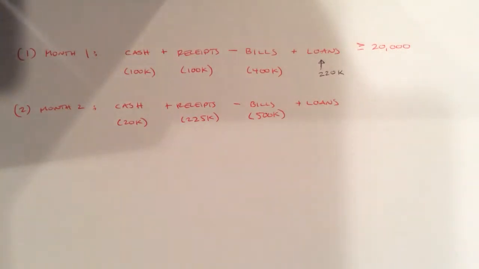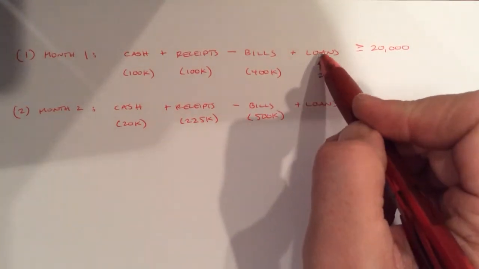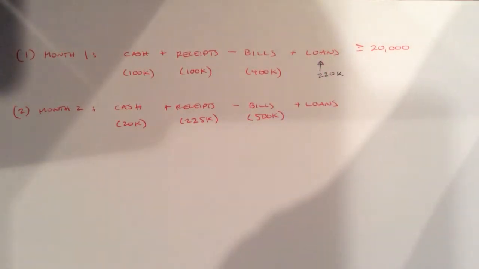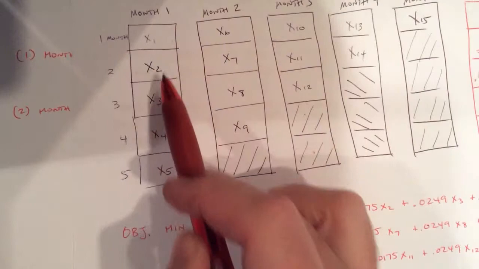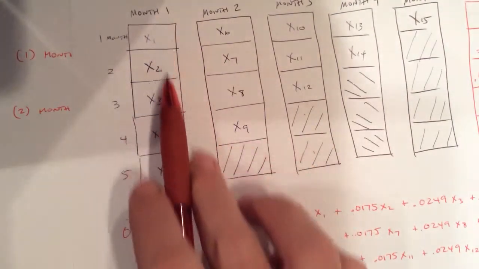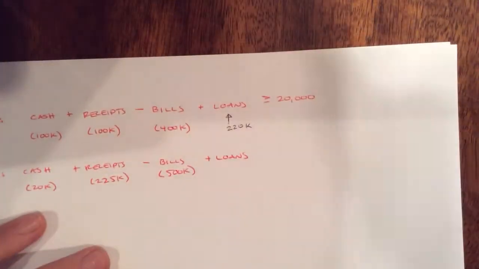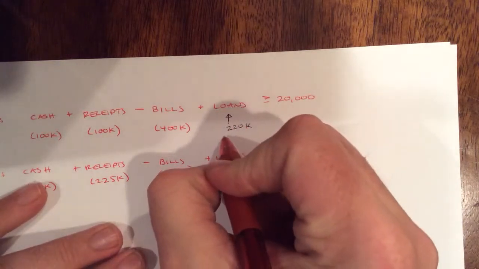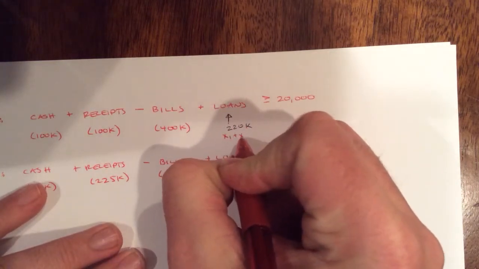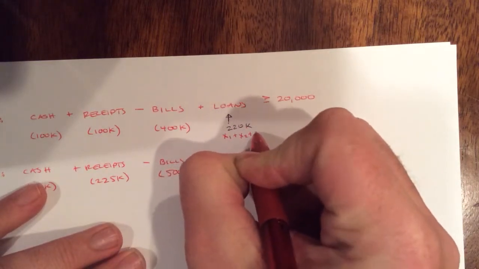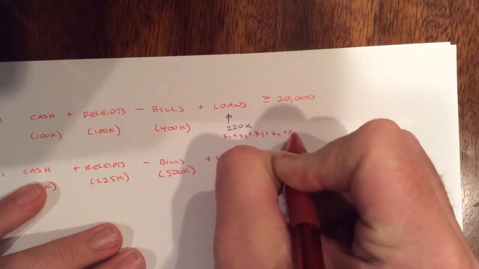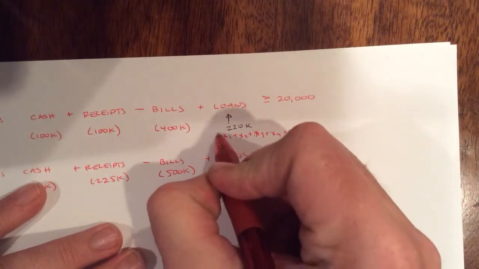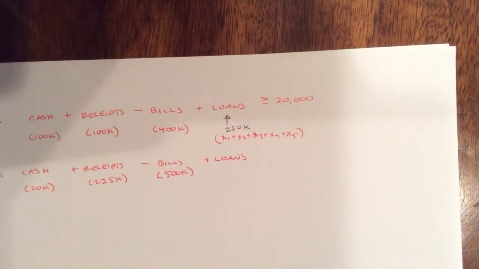Okay, so real quick, so when we think of loans here, well, how much loans do we take out in month one? Well, loans is going to be X1, 2, 3, 4, 5. That's the amount of loans we take out in month one. So while I wrote 220,000, what we really want to think about is this is X1 plus X2 plus, I'll keep going, plus X3 plus X4 plus X5. That's the amount of loans we take out in month one.